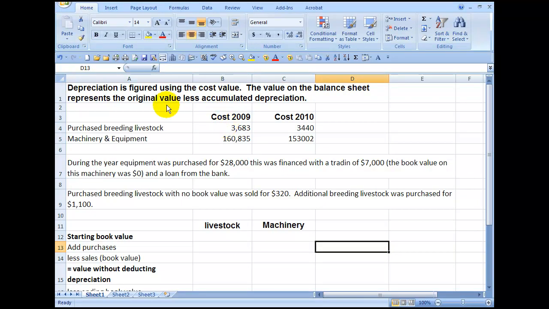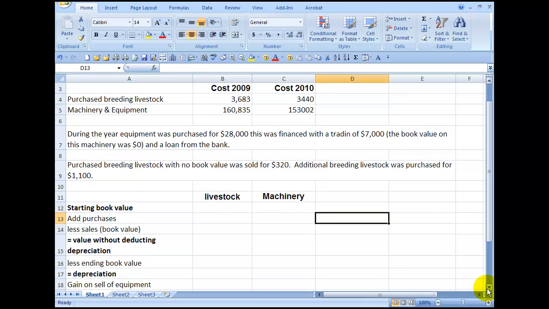So depreciation is figured using the cost value, so we want those cost-based balance sheets. Here I have 2009s and 2010s on the balance sheet, and again these numbers are original cost less accumulated depreciation. So I have the numbers for our purchased breeding livestock and machinery and equipment.